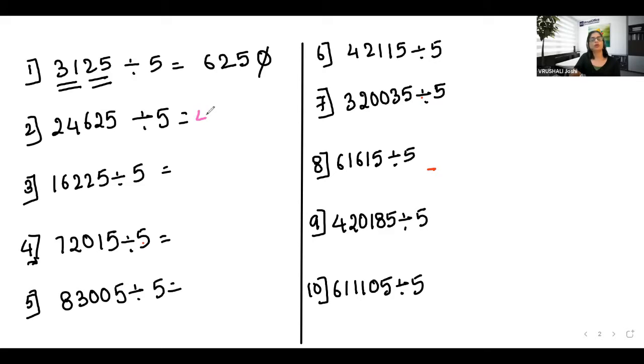That's going to be 4. That's going to be 92. And that's going to be 50. And then that's divided by 10. And you cut it out. Your answer will be 4925. Correct? The answer for this will be 4925.